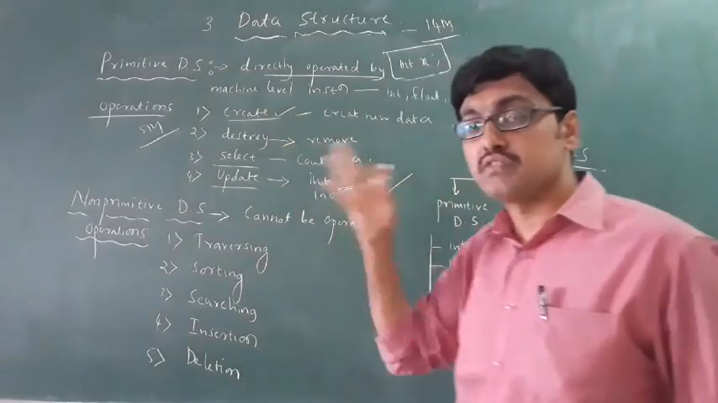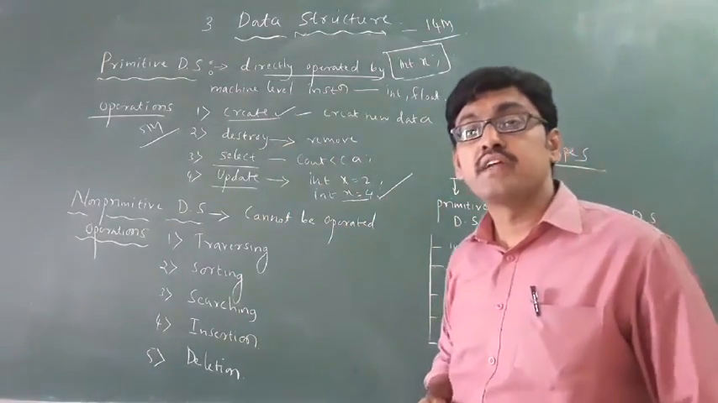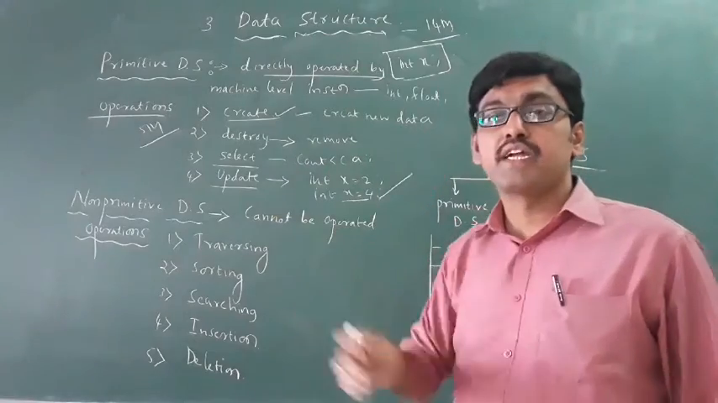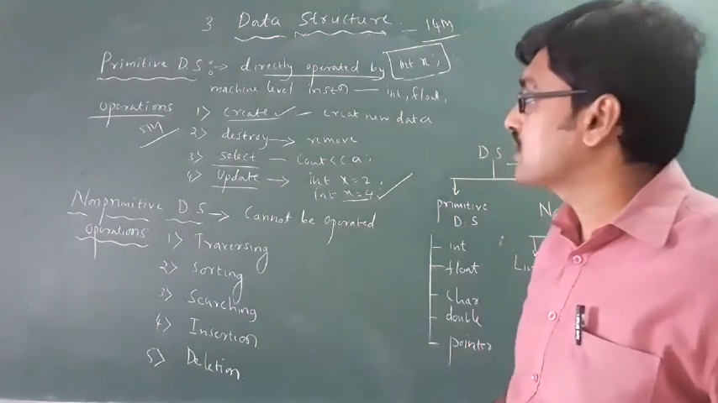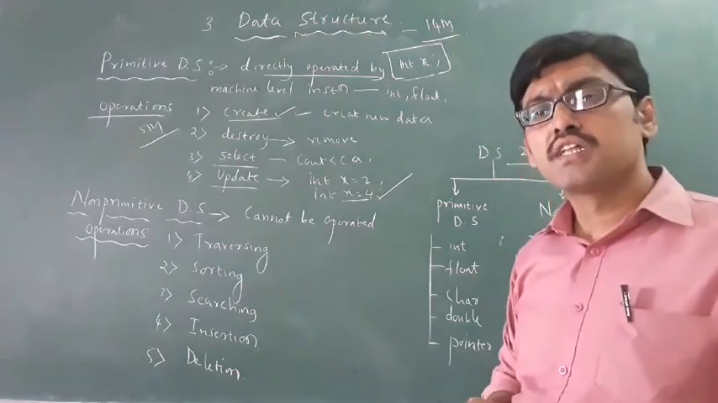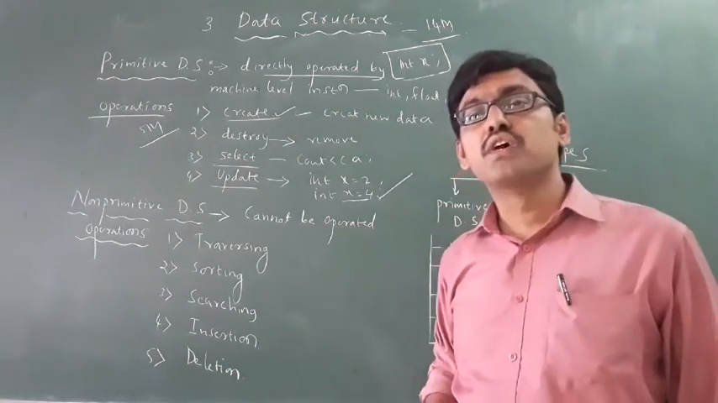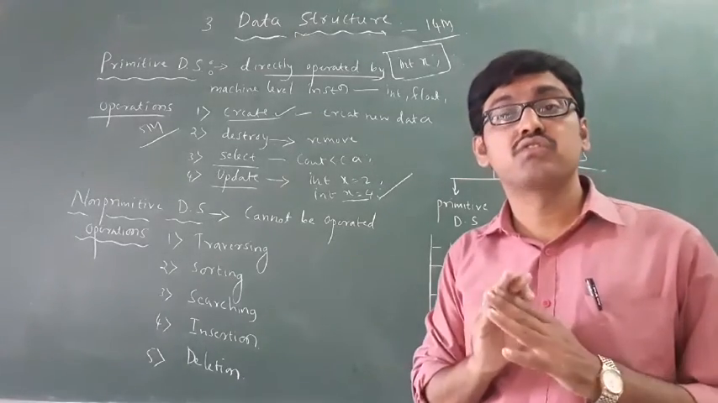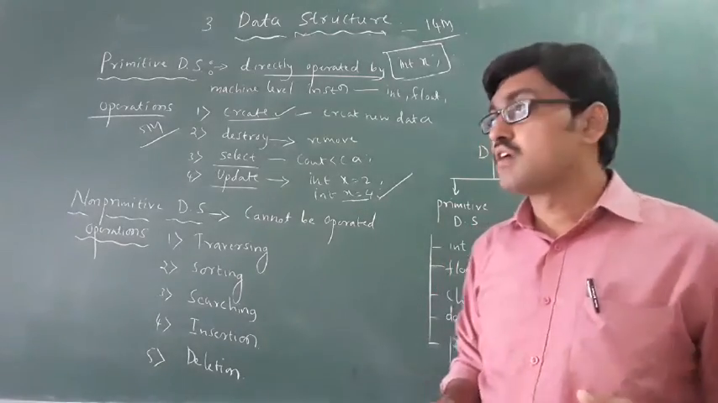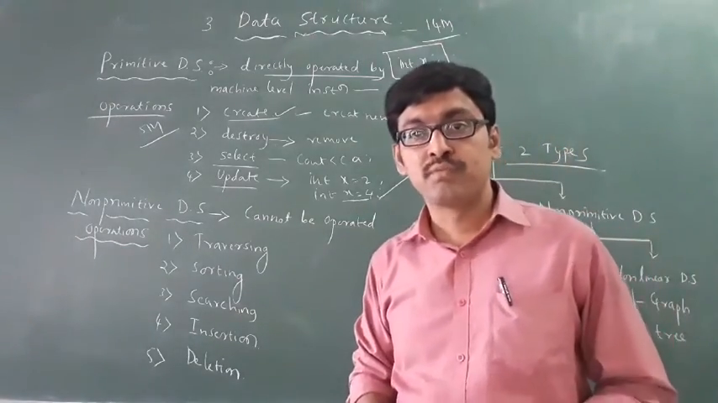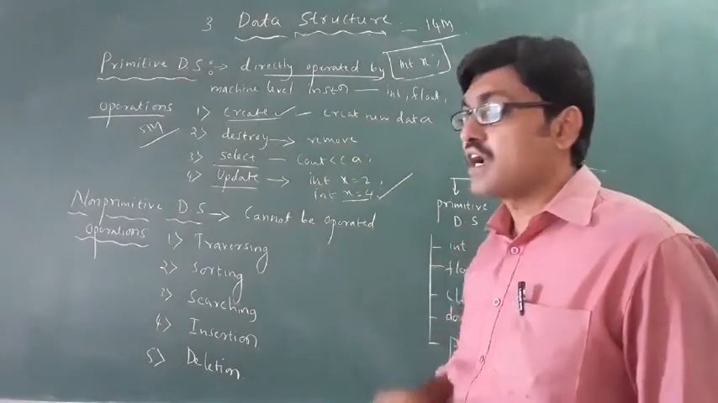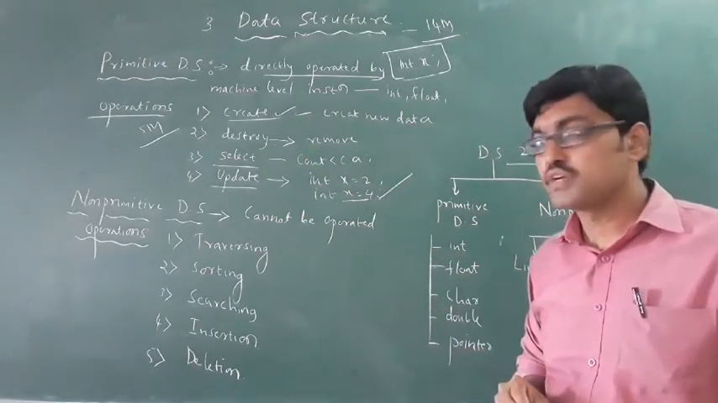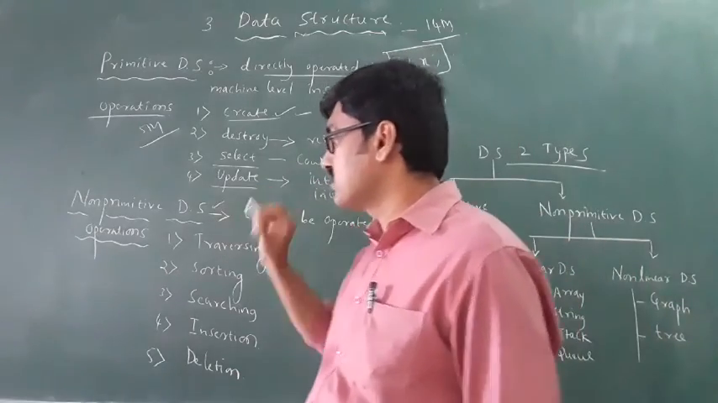There are 4 operations that can be done by primitive data structures: create, destroy, select and update. You have to remember these operations. What is a primitive data structure? These are built-in data types, fundamental data types. Without these primitive data structures, we cannot write or execute any programs. Already you know, you have executed many programs in first year also. This is the primitive data structure and the operations on it. The next one is the non-primitive data structure.